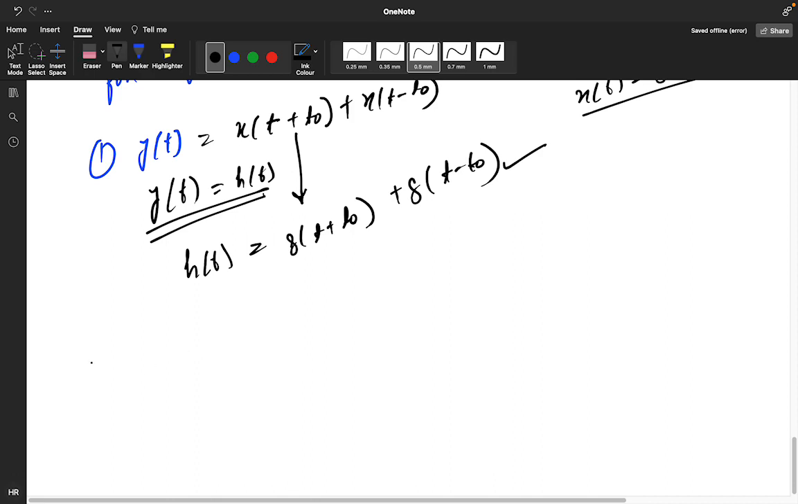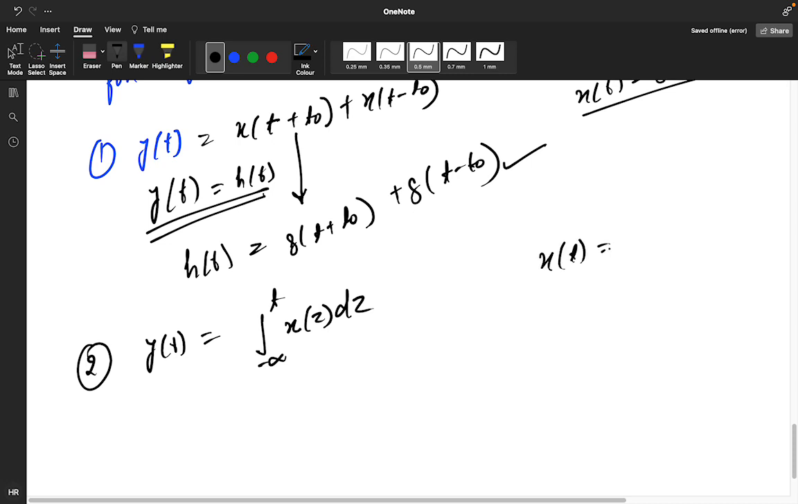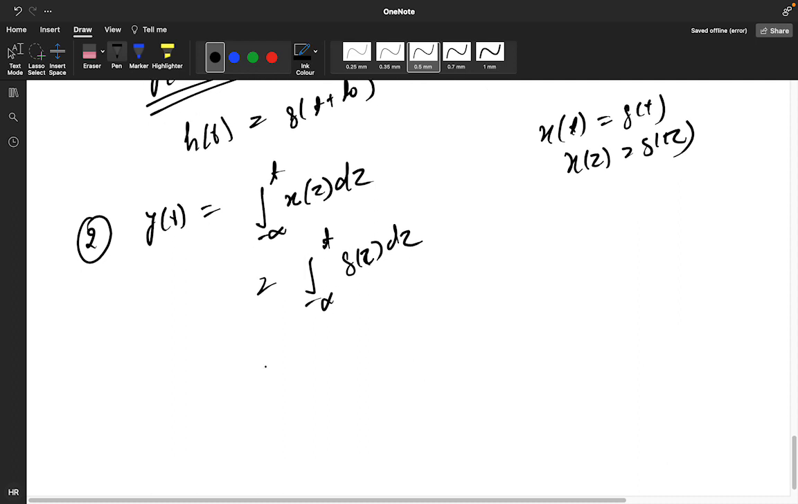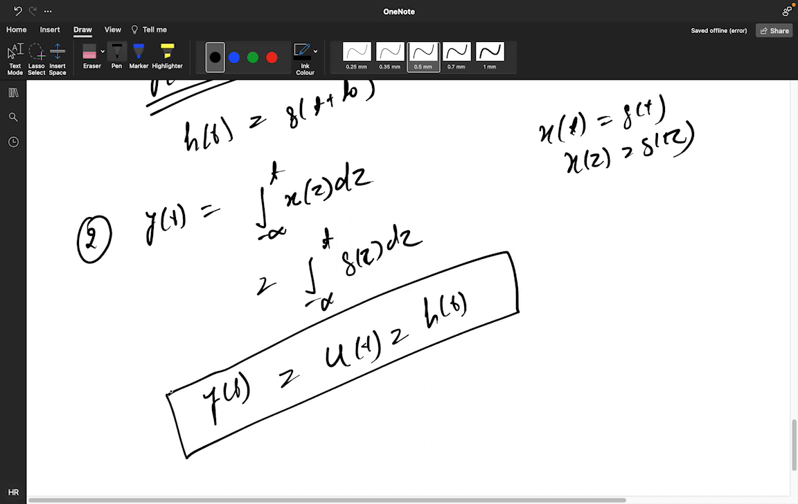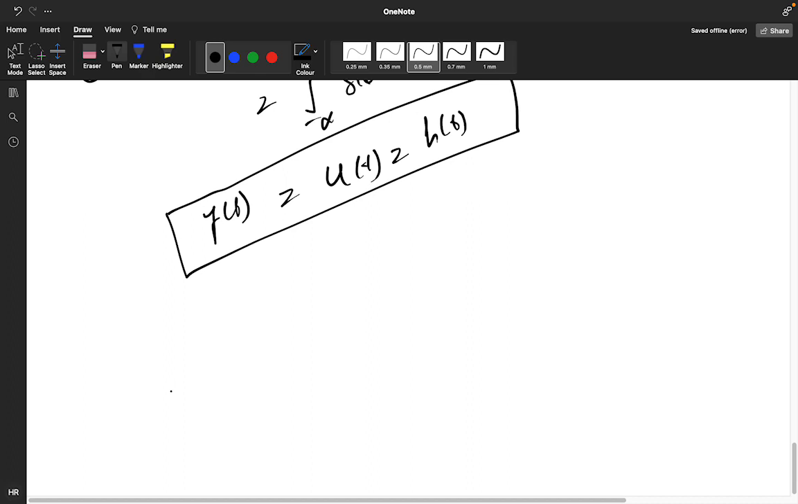Second question: y of t is equal to the integration from minus infinity to t of x of tau d tau. For impulse response, x of t is delta t only, so x of tau means delta tau. The integration of delta tau from minus infinity to t will give you the unit step function. So y of t is equal to u of t, which will be equal to h of t.